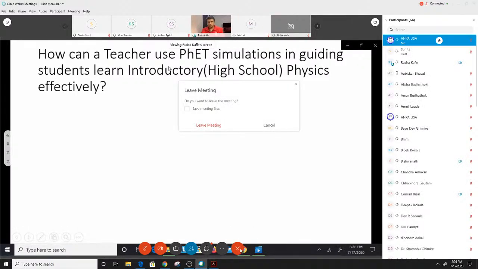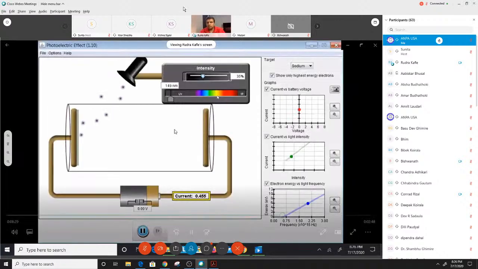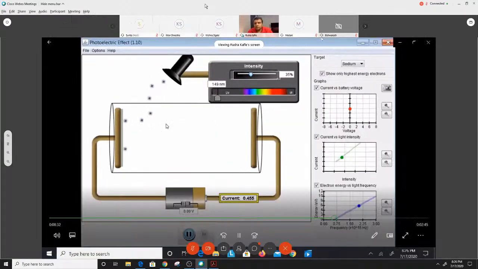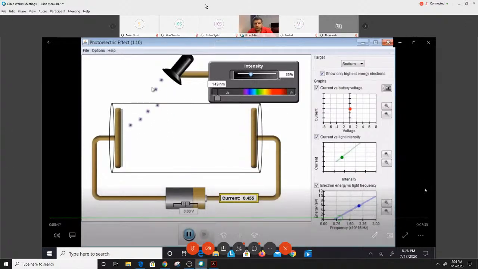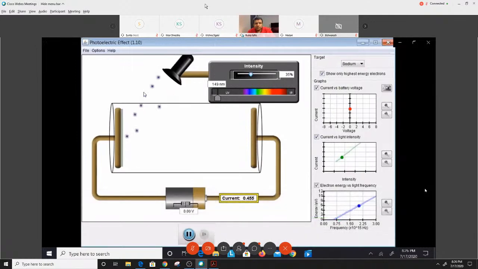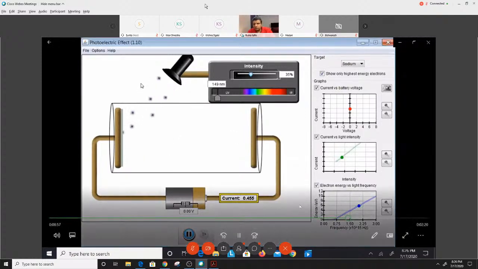For that, I would like to use one of the simulations, which is related to the photoelectric effect. Now I would like to show how we can explain to students that PhET simulation is highly effective for exam preparation. In grade 12, if you look at the exam format, there are three types of questions: numerical problems, short answer questions, and long answer questions. Now, how can PhET simulation help them in solving numerical problems?